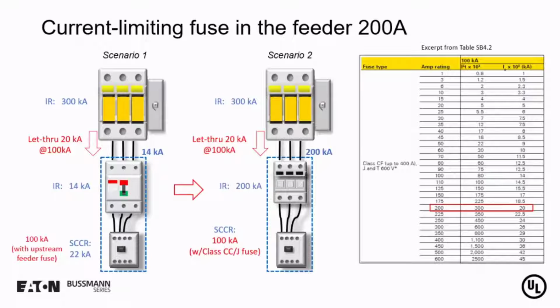And if I look at this, there's actually a mistake in the slide here. I should have identified what the let through is at 200 Ka. And if we look at the let through of 200 Ka for a 200 amp class J fuse, it actually is 30 Ka. So why I show the circuit as 200 Ka is because if I look at the let through at 200 Ka, the peak let through is 30. 30 is less than 100. I can then raise 100 to 200 Ka.